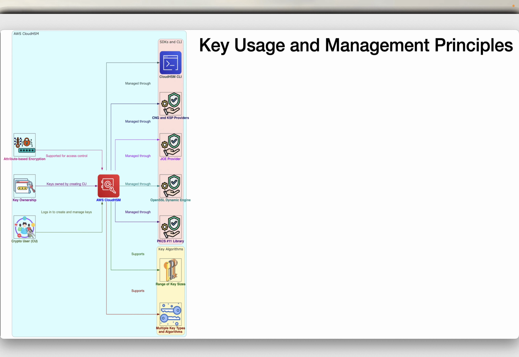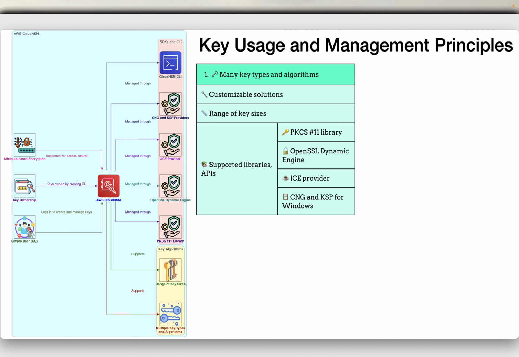So next is key usage and management principles. AWS Cloud HSM offers foundational principles for key usage and management. So let's see what those are. There are many key types and algorithms to choose from, and Cloud HSM allows you to customize your own solutions. Algorithms support a range of key sizes, like you would have seen, 1024, 2048, 4096, kind of different key sizes. So it supports a variety of key sizes.